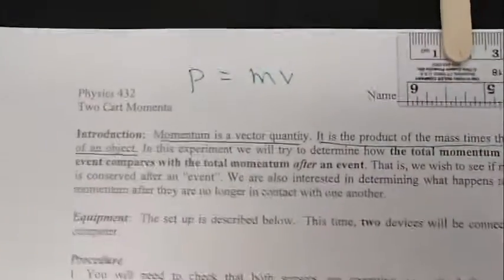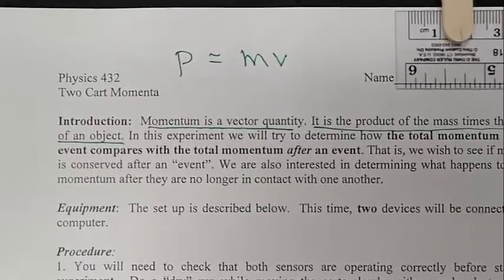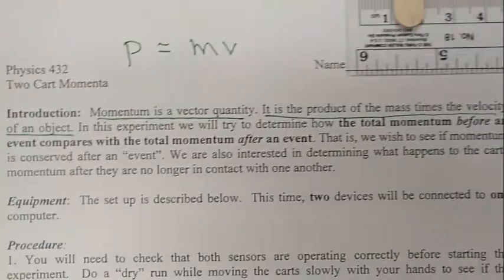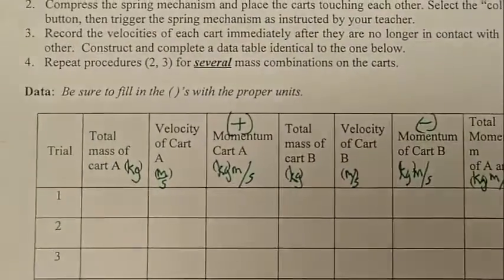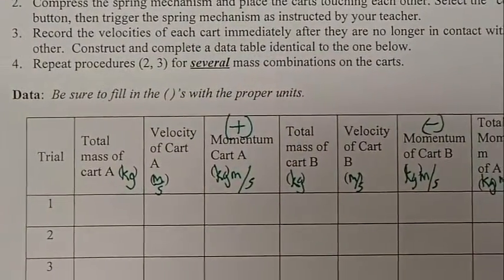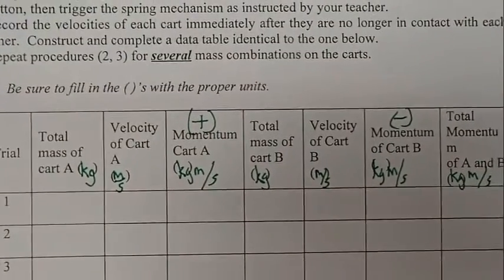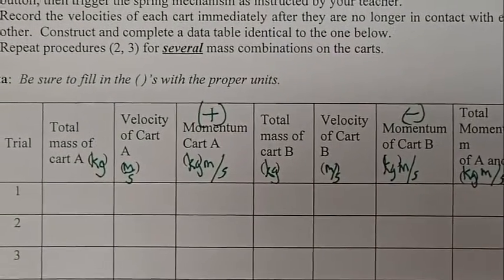Momentum is the product of an object's mass times velocity. The variable for momentum is little p, and you can see from the lab sheet that momentum is a vector quantity. It is therefore the product of the mass times velocity of the object. So when you're filling out your data table, you want to use kilograms as the unit of mass, and velocity would be measured in meters per second, so momentum then is the product of those two, kilogram meters per second.